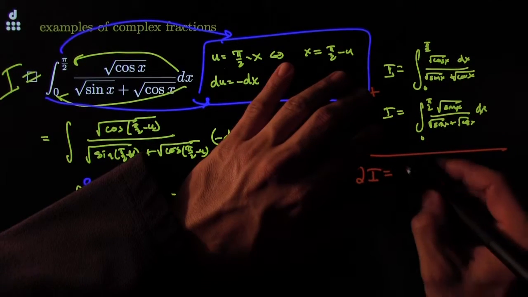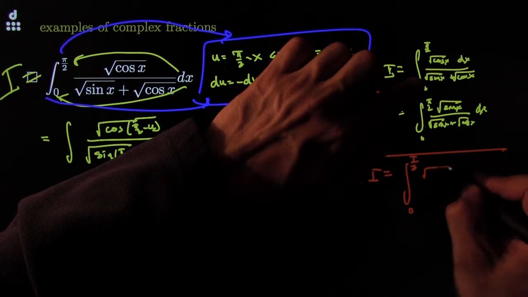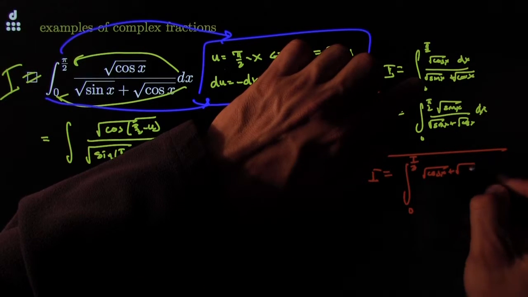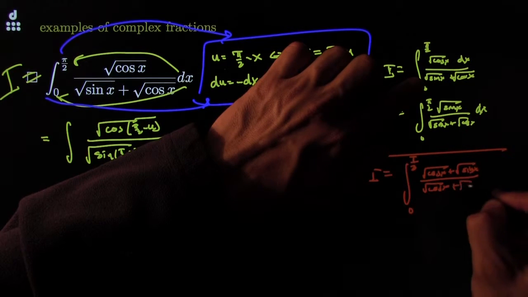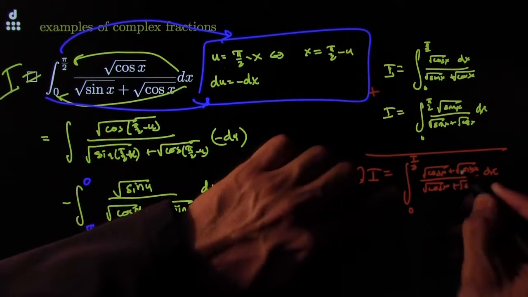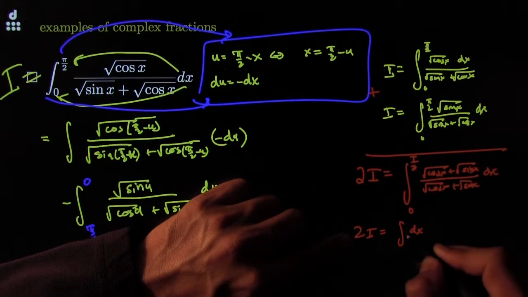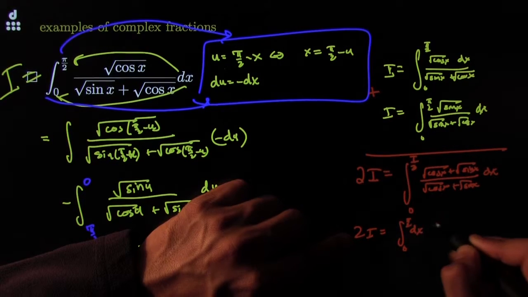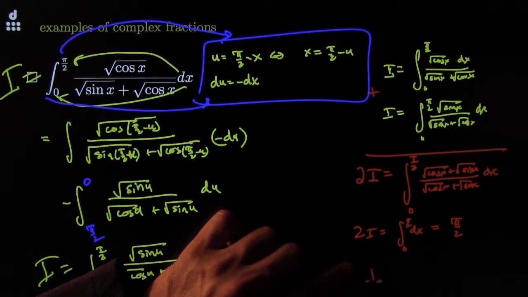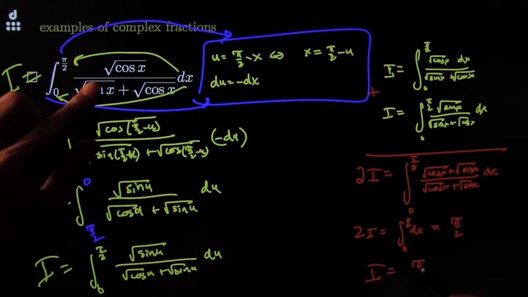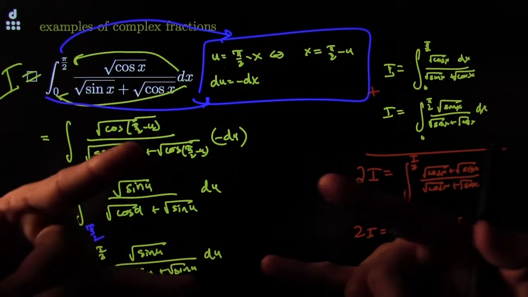But when I add them together, I get the integral from 0 to pi over 2 of the square root of cosine of x plus the square root of sine of x all over the exact same thing, the square root of sine of x plus cosine of x. And lo and behold, this becomes 1, and so I get that 2I is equal to the integral of dx, just a 1 there, from 0 to pi over 2, which is obviously pi over 2. And yippee-ki-yay, I get that the original integral is equal to pi over 4. See why they pay me? You see why they pay me insane amounts of money?